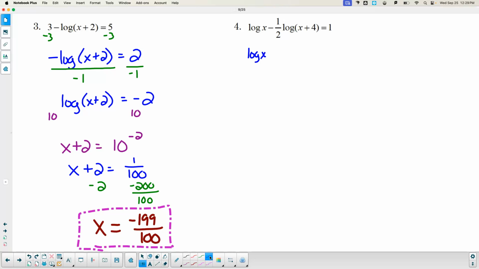log of x minus log of x plus 4 to the 1/2 power equals 1, which then becomes the log of x divided by the square root of x plus 4 equaling 1. Now I have isolated the log, correct?